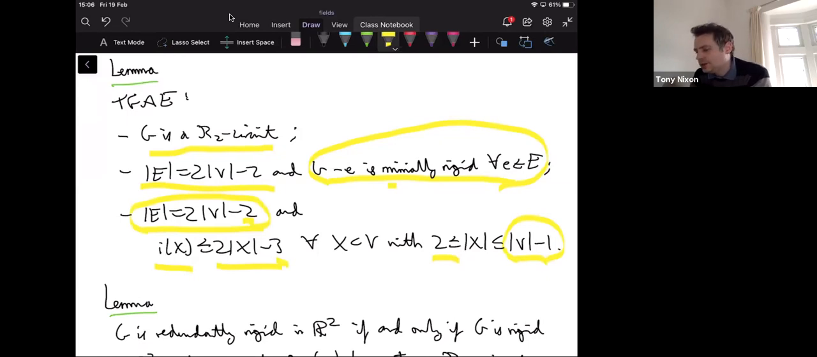So Laman's condition would have a 3 and a 3, but we know it's a 2 in total, and it's 3 after you've deleted any edge, say, and it's 3 for any proper subgraph whatsoever. So these are the circuits in this nice matroid.